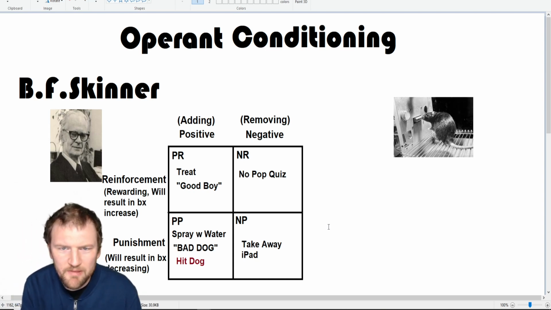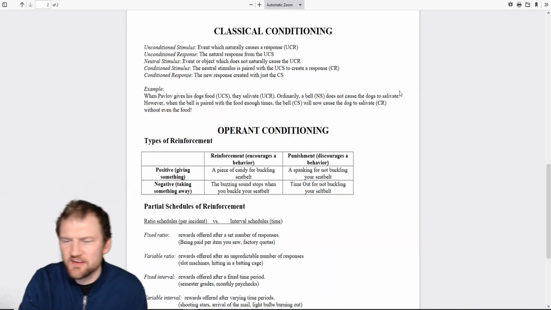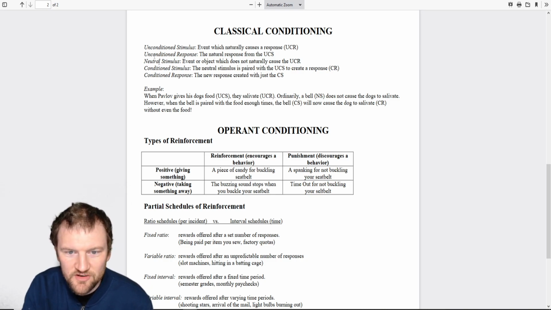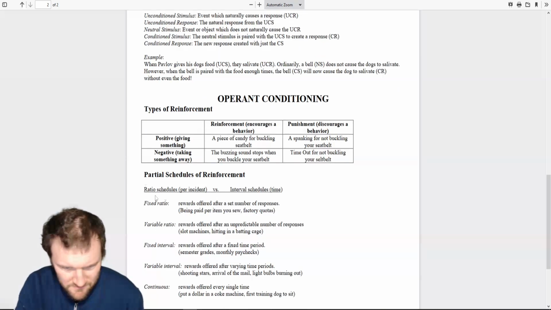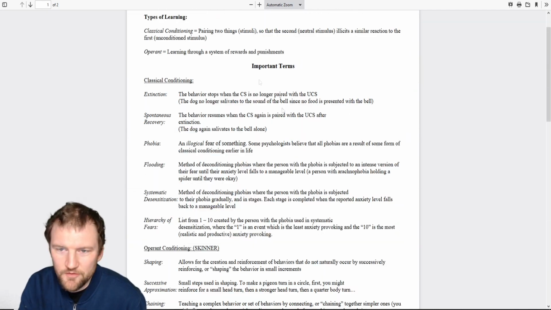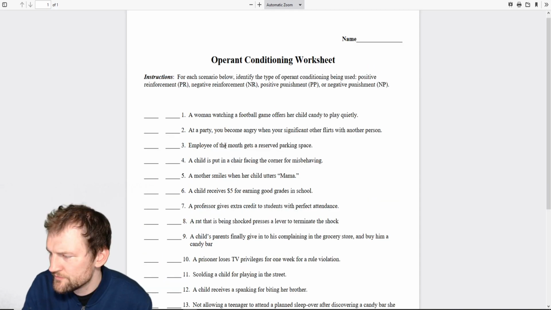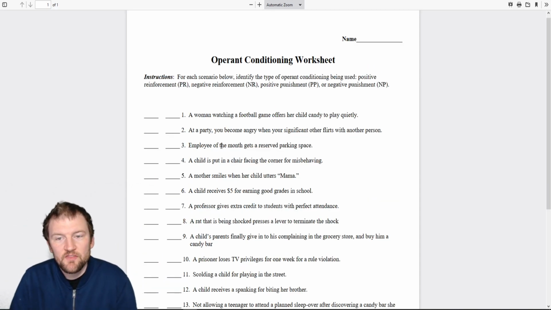And this is, at the most basic level, operant conditioning. You can also see on the handout, which is on the website and classroom, classical conditioning and operant conditioning explained here as well, and some of the stuff we'll do next time. Basically, the whole unit is explained and spelled out on this handout. I have one worksheet for the operant conditioning types. The next thing we do is learn about operant conditioning schedules.